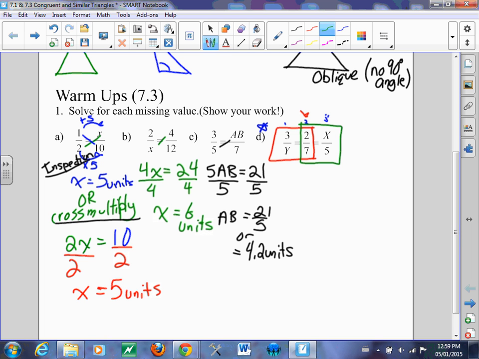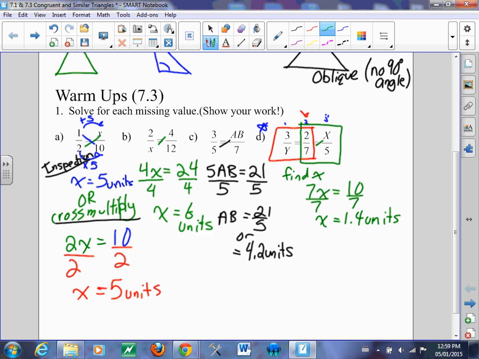You only need 2 of them to solve, and we're going to do exactly what we did for A, B, and C. So let's find x first. We're going to cross multiply, so it's going to be 7 times x. 7x equals 2 times 5, which is 10. To get x by itself, you divide both sides by 7. So x equals 1.4 units.